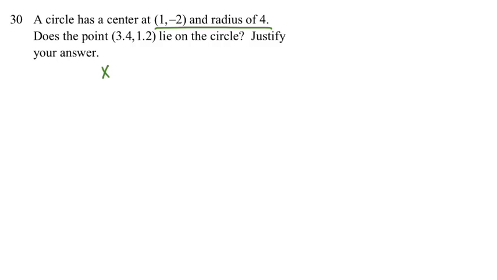Number 30. A circle has center at (1, -2) and radius of 4. So that means the equation would look something like this.